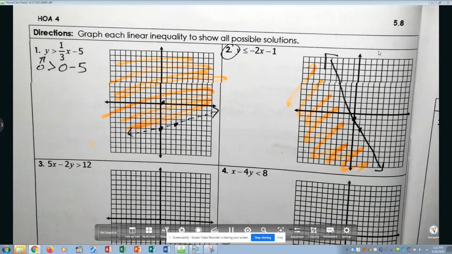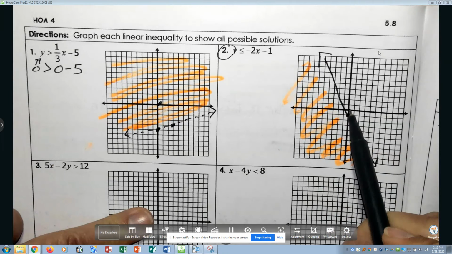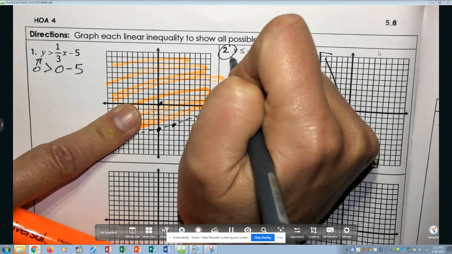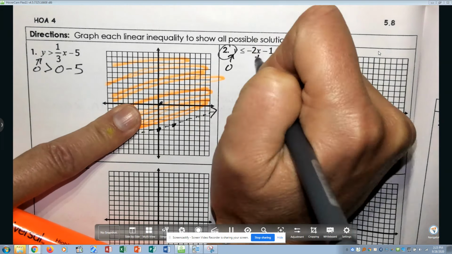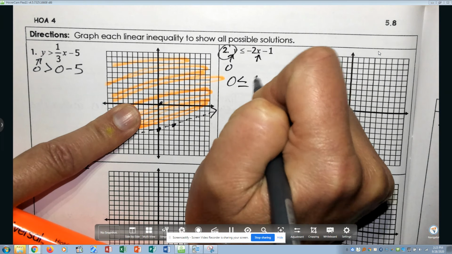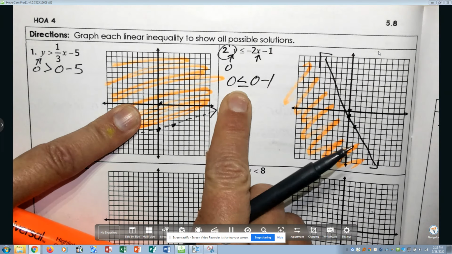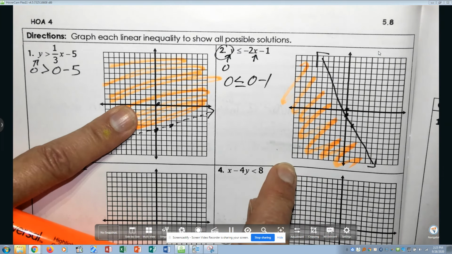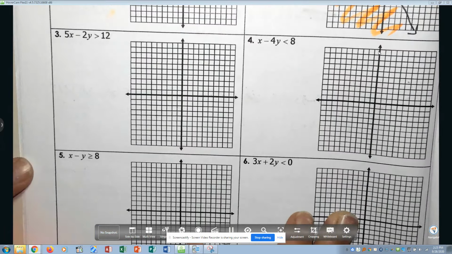Another way that you could do this is test 0, 0. If 0, 0 makes it true, you shade towards 0, 0. If it makes it false, you shade away. So if I plug in 0 here, I get 0 less than or equal to 0 minus 1. Is 0 less than -1? No. So you shade away. Okay? All right, number 3.